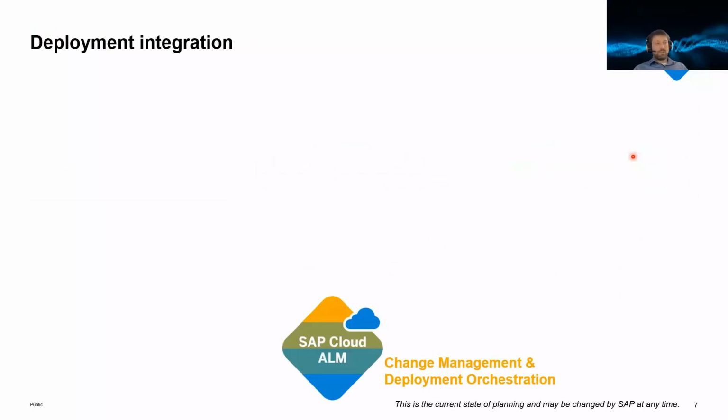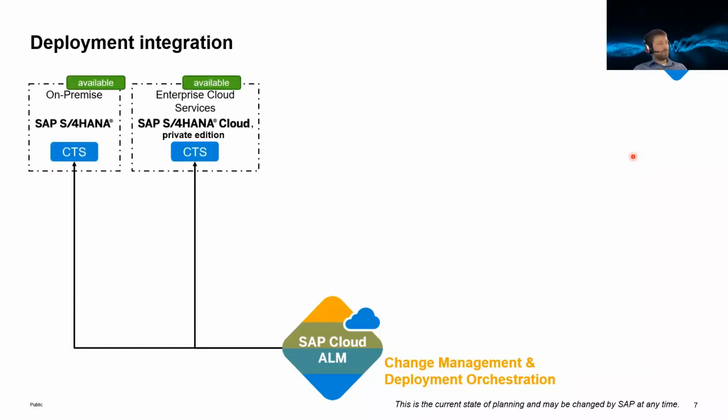Coming to the deployment integration overall. Cloud ALM should be the change management and deployment orchestration tool that is overarching everything. At the moment we have a deployment integration into the change and transport system. That means we can orchestrate transports for SAP S/4HANA on-premise as well as for SAP S/4HANA Cloud Private Edition. But in the end, it's for each and every SAP ABAP NetWeaver stack that has a certain sub-basis and SDPI level. So we can also support ECC stacks, for example, that could still be used in these hybrid landscapes.